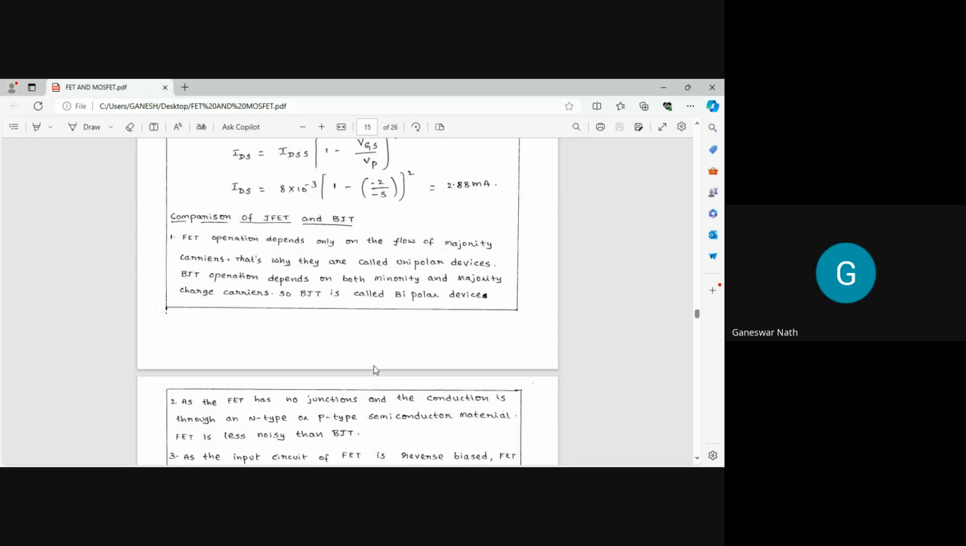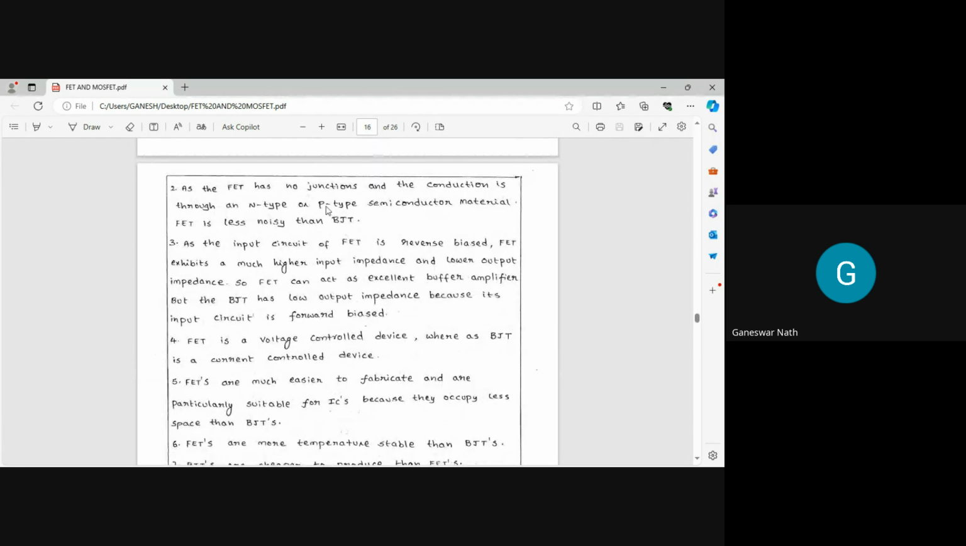Now let me go to the comparison of JFET versus BJT. FET operation depends upon the flow of the majority charge carrier. But in the case of BJT, it depends on both the minority and the majority charge carriers. Since FET depends only on the majority charge carrier, it is called a unipolar device, whereas BJT is called a bipolar device. Again, as the FET has no junction, and the conduction is through N type or P type semiconductor material, FET is less noisy than that of the BJT.